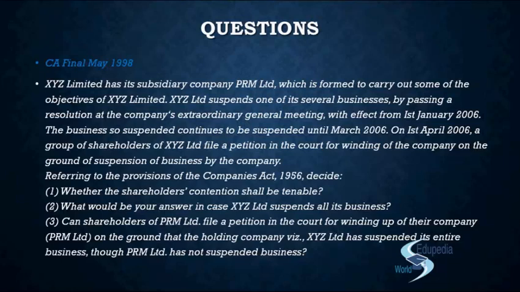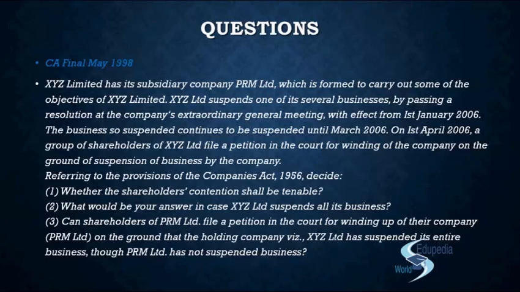By passing a resolution at the company's extraordinary general meeting, right? And that is done with effect from 1st January 2006. The business so suspended continues to be suspended until March 2006. That means for 3 months, right? 1st January to 31st March.